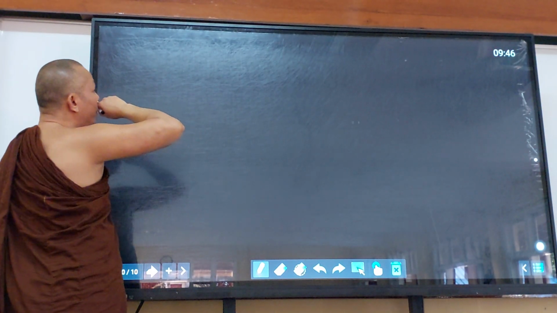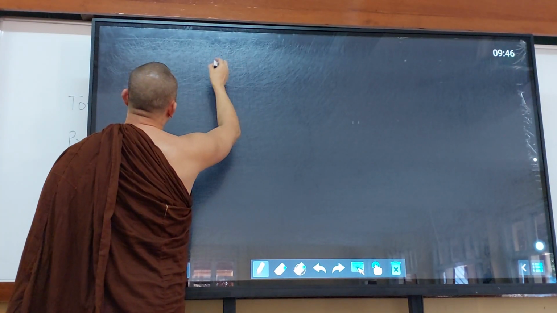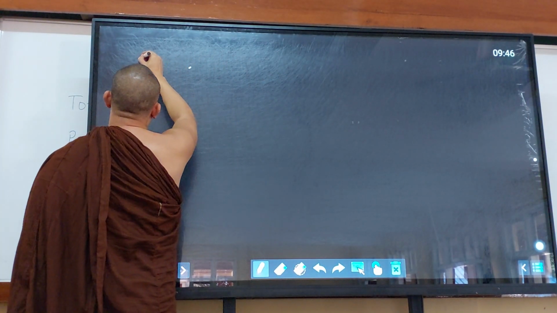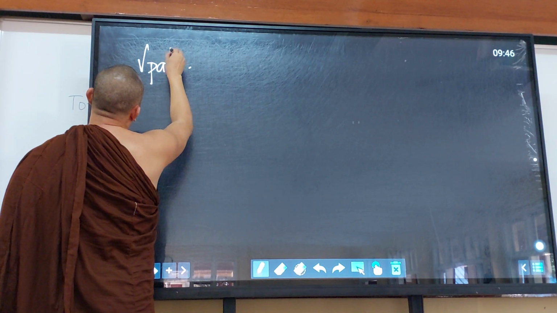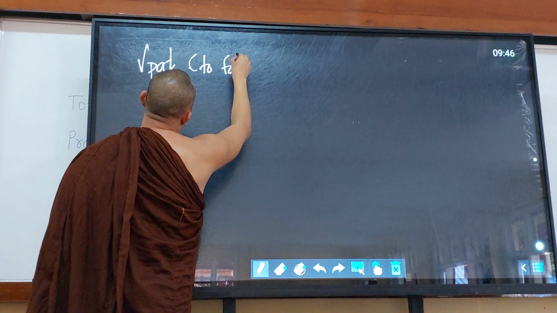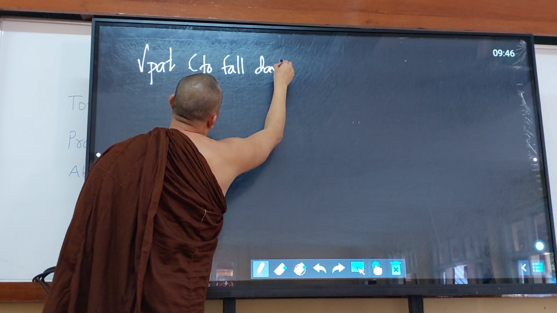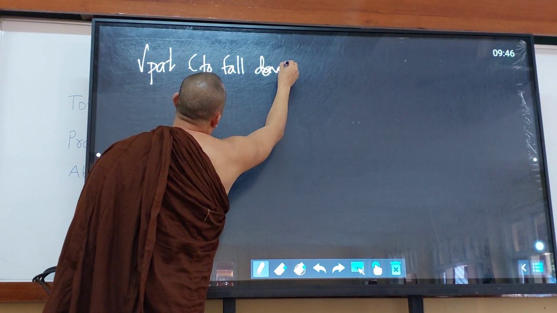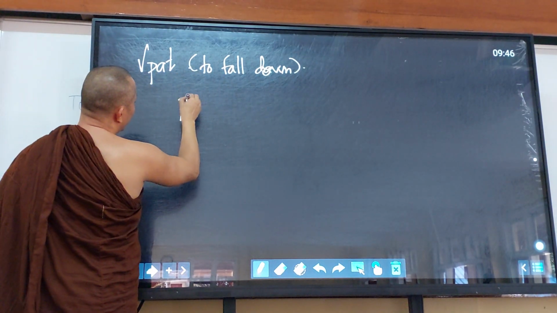For example, coming from the root pat, the root pat means to fall down. As a past participle, we have patita.